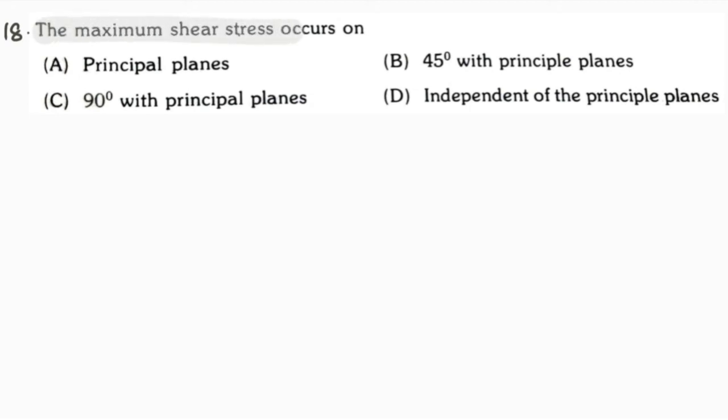The maximum shear stress occurs. Remember, maximum shear stress occurs at 45 degrees with principal planes. Look at option B, 45 degrees with principal planes. This problem you try to remember. You don't need proof. Actually, there is a proof, but you don't need it. Remember this value like this. Anyhow, maximum shear stress is at an angle of 45 degrees with the principal plane. Option B is correct. Let us take another problem.